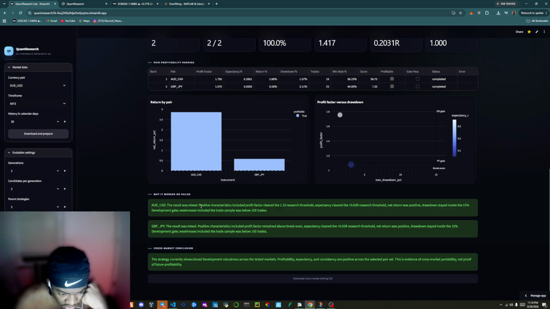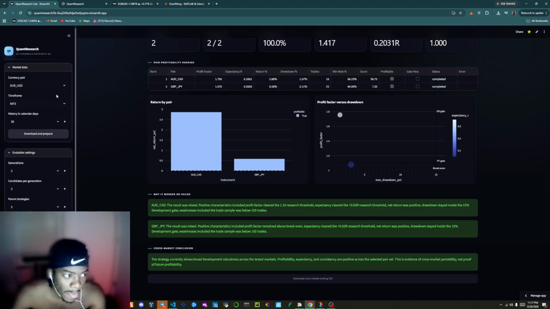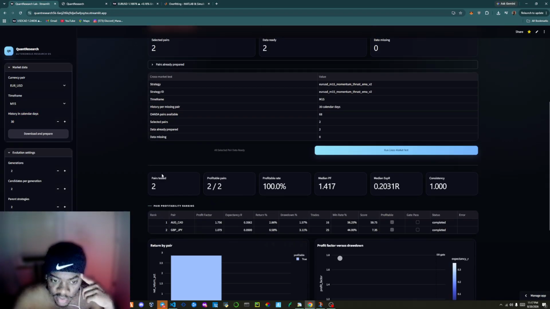The results were mixed. Positive characteristics include profit factor clearing the 1.10 research threshold, which we put over here. Expectancy cleared the plus 0.02 research threshold. Net return was positive. Drawdown stayed inside the 15% development gate. Weakness included the trade sample was below 100 trades. Yeah, that's my thing. It's weak because we don't have enough data points or enough trades to discover if it's really profitable or not. In that case, we would go back and put maybe the last 6 months, so 180 days, and then test it over that and see if it's still profitable, right?